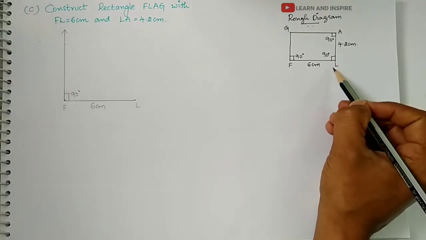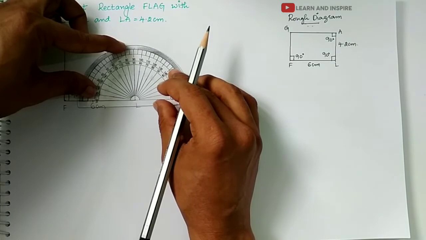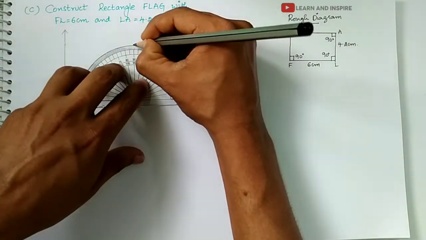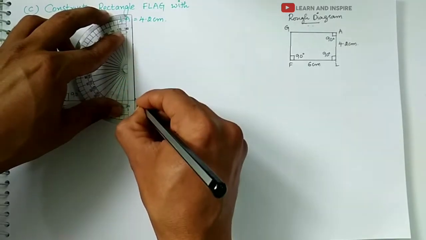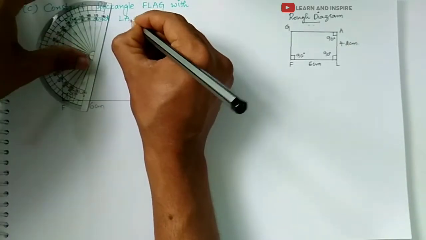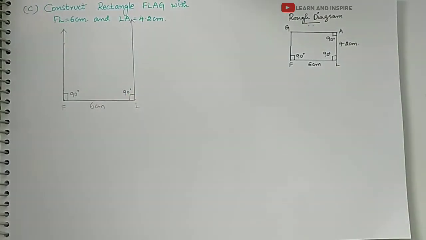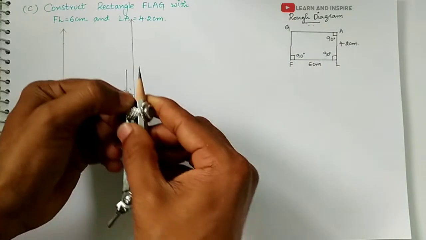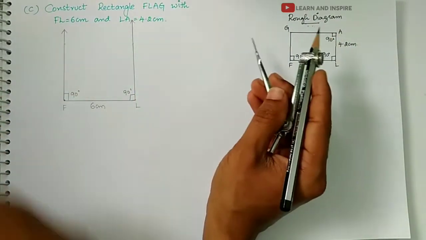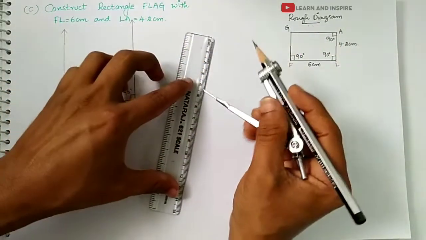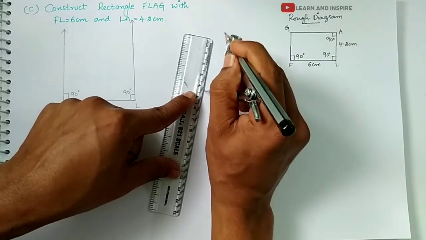And again with L as center, construct an angle of 90 degrees and draw a ray. This is 90. In the next step, with L as center of radius 4.2 centimeters, we have to draw an arc. So take 4.2 centimeters.